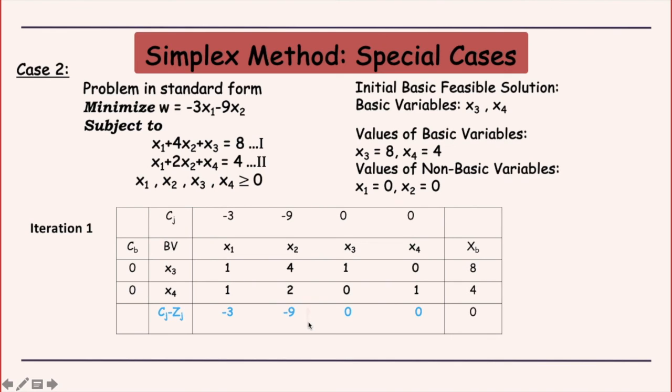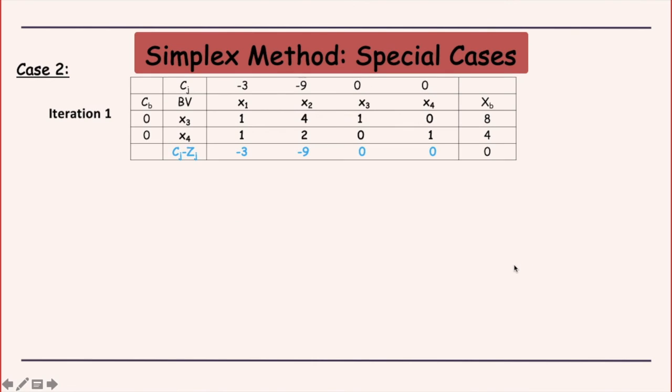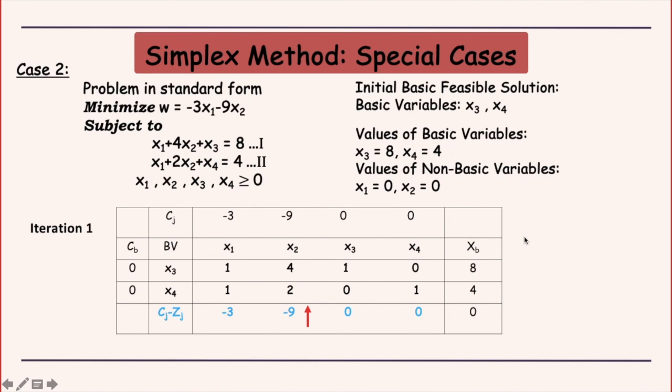So the criteria says most negative would enter, so this would enter, and for the leaving criteria we'll calculate the minimum ratio. I have the ratio for the first row as 8 by 4, which is 2, and for the second row again it is 2. Okay, so both these ratios are the same.